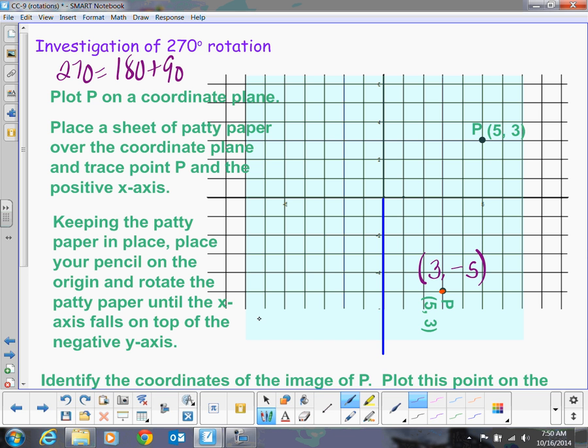So now, if I want to do a 270-degree rotation about the origin of a point x, y, what happened this time? Look at the p and look at the new p. y negative. So the x's and the y's flipped again, right? But now the y became the x, so now the negative is on the x, because that's the new y.